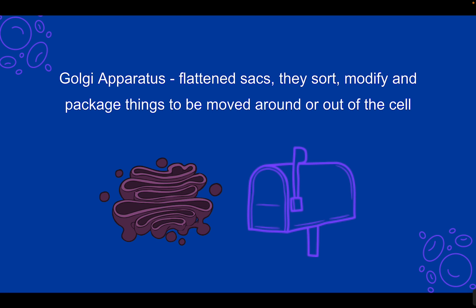So it's a very fluid, moving organelle, and it's very necessary to make sure that if I have a transport protein, it gets to the cell membrane. If I have a signaling protein, it makes it outside of the cell membrane, and things of that nature. So that's why it's our post office.